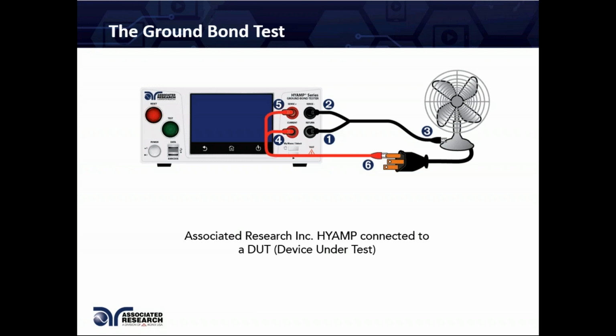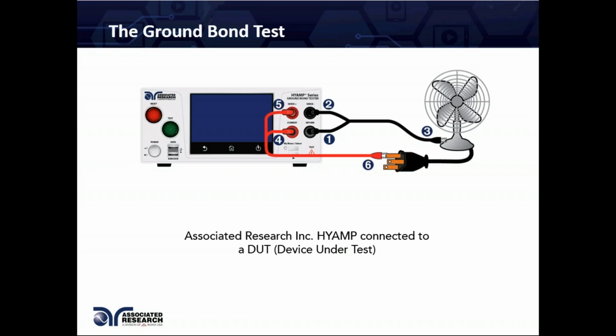You clip the return lead onto that, and the instrument starts outputting the high current, and in doing so, it makes the impedance measurement of the ground circuit. There's obviously a voltage drop for a ground bond test.